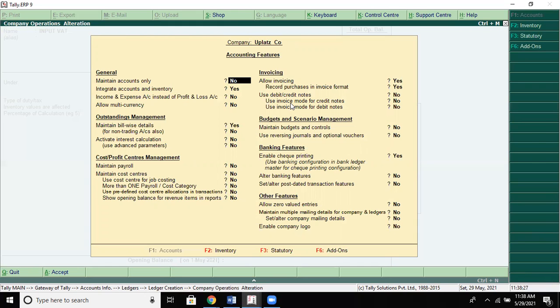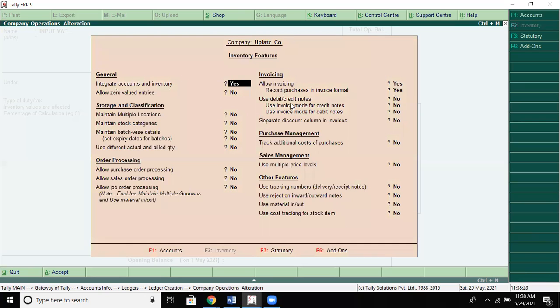Now we will go with F2. F2 is all about your inventory. So what are the inventory features? Integrate accounts and inventory, always yes. Allow zero valued entries, no. Storage, maintain multiple locations, no.